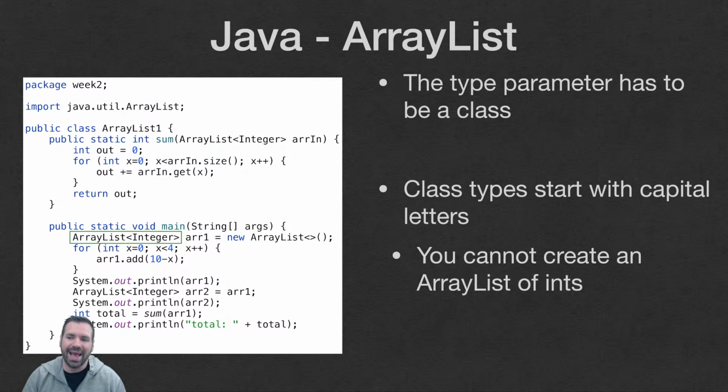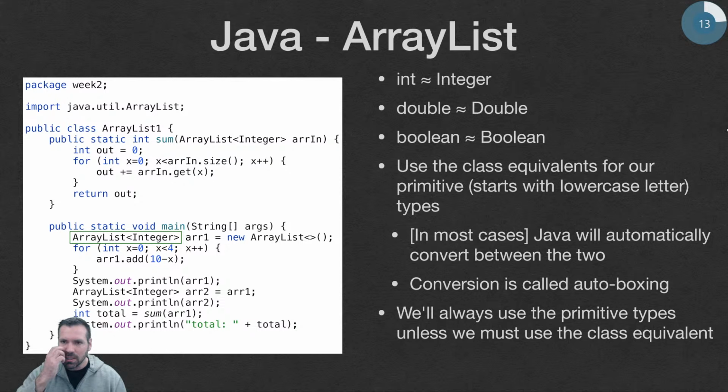Your type parameter has to be a class type, meaning a type that's defined by a class in Java that has its own file with all of its code and all of its definition. Now, lucky for us, Java does provide class equivalents for all of our primitive values. So instead of int, we can use capital I Integer. Instead of double, we can use capital D Double. Instead of boolean, we can use capital B Boolean. So we can still create array lists of our primitive types by using their class equivalents.